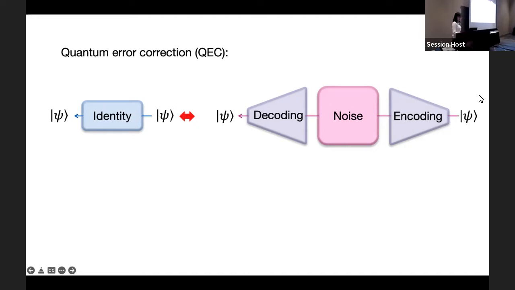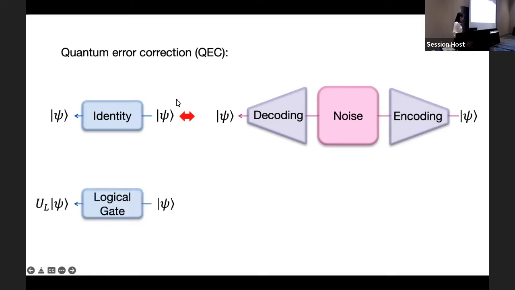We could first perform an encoding channel such that any type of correctable noise acting on the large physical Hilbert space could be erased by this decoding channel. So the logical state psi is going to be mapped to its original quantum state after this quantum error correction process. However, this is only how quantum memory works.